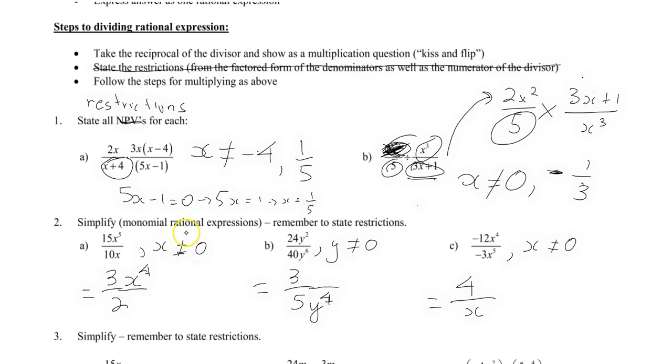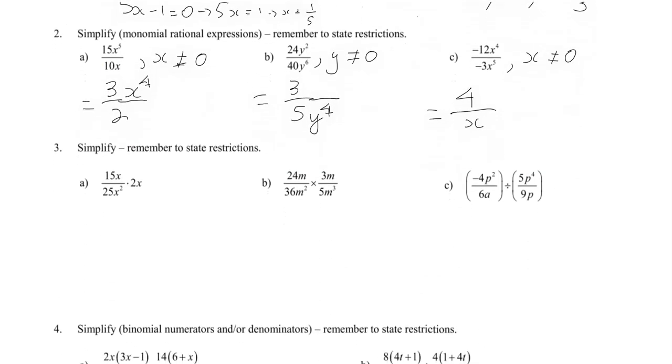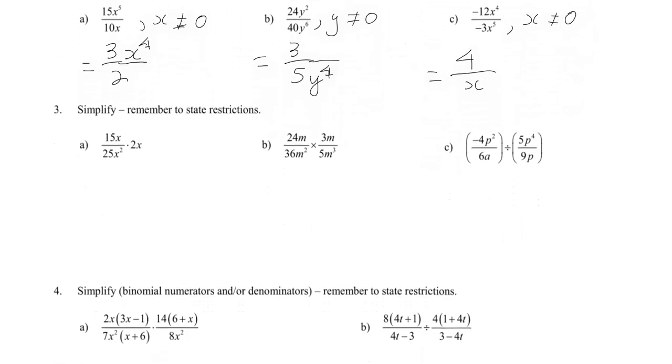Okay, and all of these have this restriction. So even though here x can be 0, it can't in the original expression. Remember, it's always the factored form before we do any simplification. We have to state the restrictions.